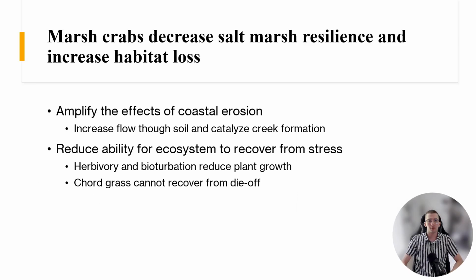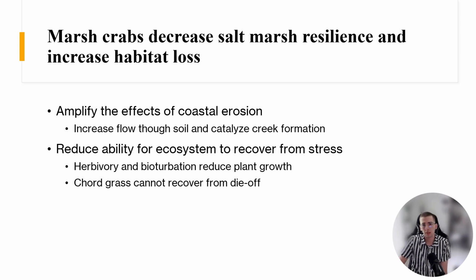So the previous two studies help show how marsh crabs can decrease salt marsh resilience and increase habitat loss within the system. As we saw in the first study, crab presence increases erosion and creekhead formation and growth. This is important because having more creeks in a marsh greatly increases the surface area of the marsh exposed to wave energy. This, combined with an increase of percolation, can greatly increase erosion within the system.